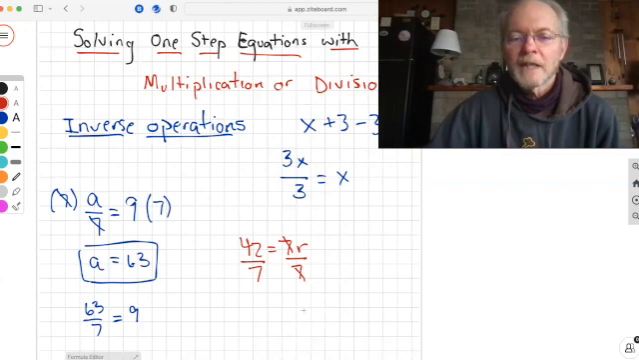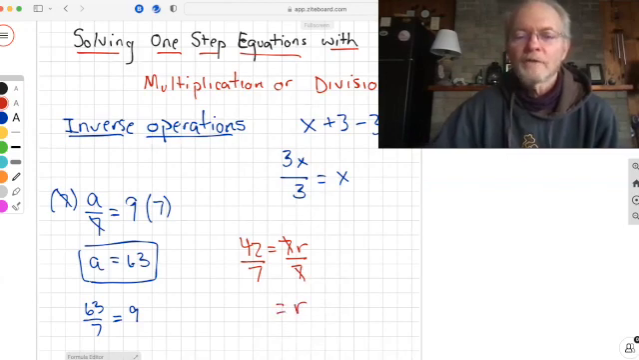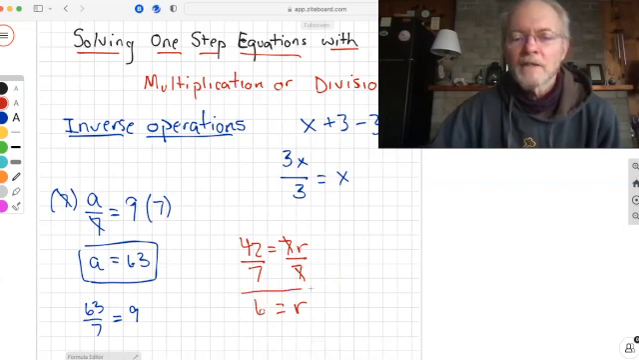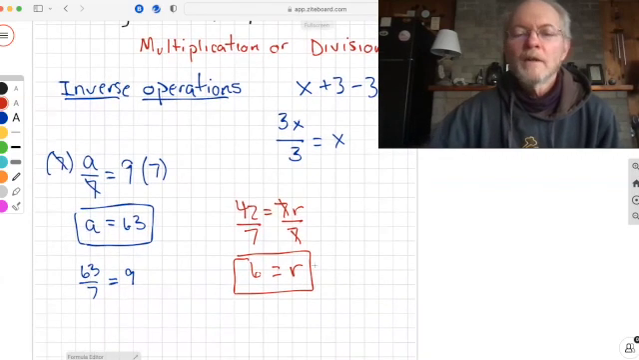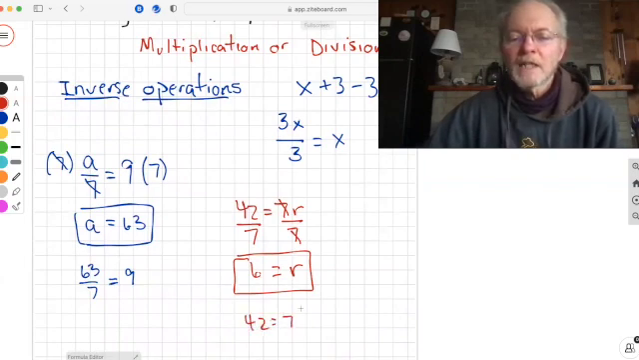7 times r just gets undone by dividing by 7. These will just cancel out and we'll end up with r, which is actually what I'm trying to solve for. 42 divided by 7 is 6. And that is the solution to my equation. And we can go back and check that. 42 is equal to 7 times 6.